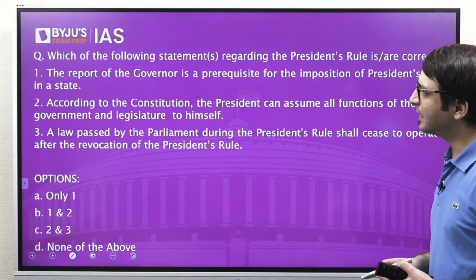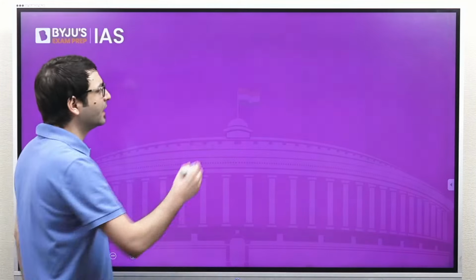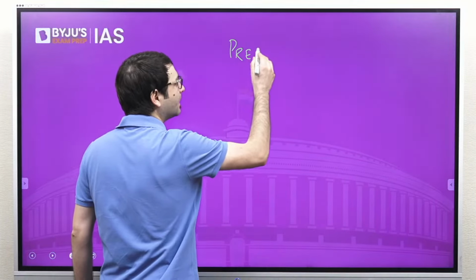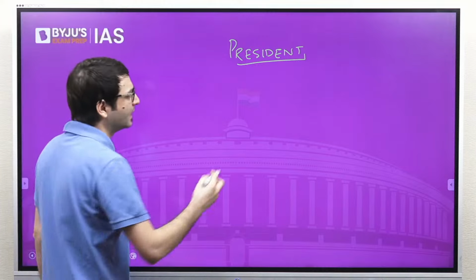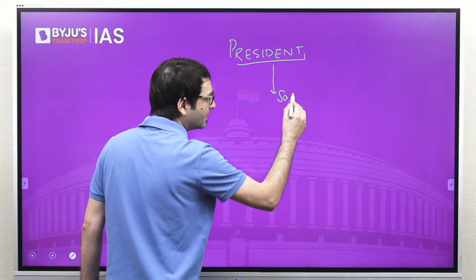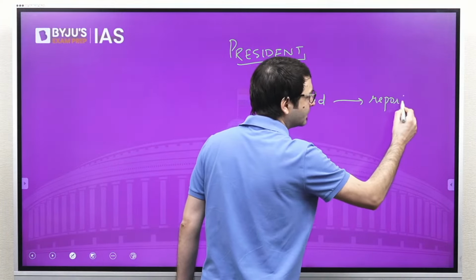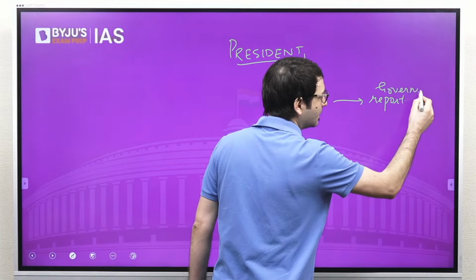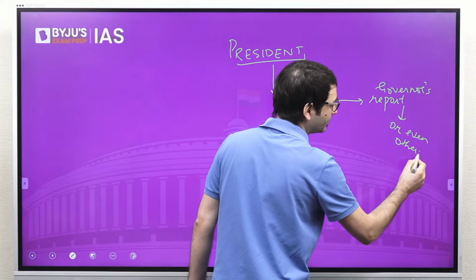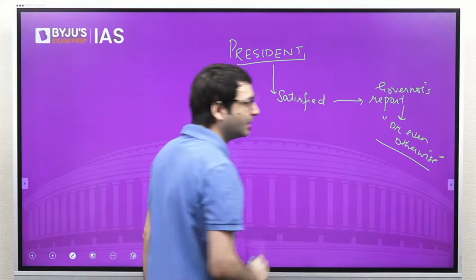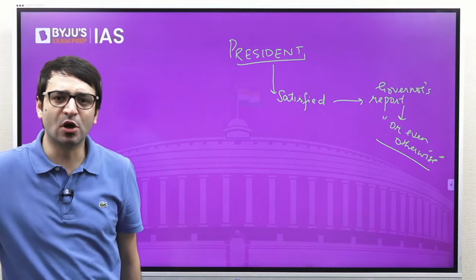Let's look at another question regarding the president's rule. Under Article 356 of the Constitution, the president has a power. What is the power of the president? If the president is satisfied on the report of the governor or even otherwise, this phrase becomes very important. Why? Some controversy. What is the controversy?